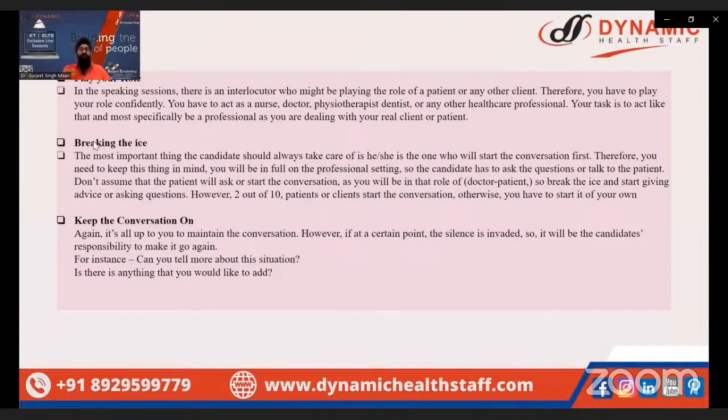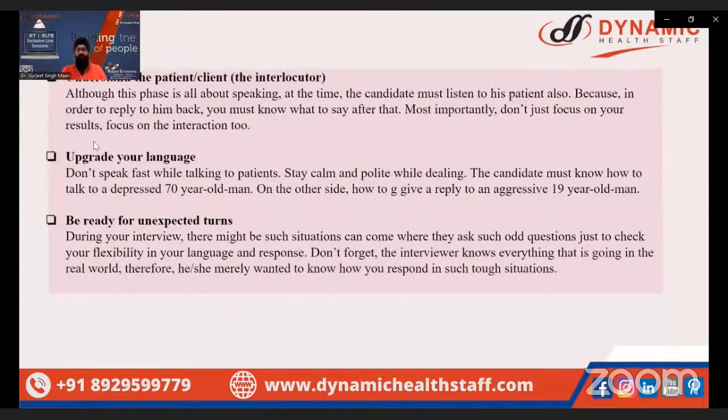Third thing, keep the conversation going. There should not be a pause. Whenever there is a silence, it's your responsibility to start it again. For example, can you tell me more about the situation, or is there anything you would like to add? So whenever there is a silence, just take a step and solve it. Keep the conversation going, that will be very helpful.